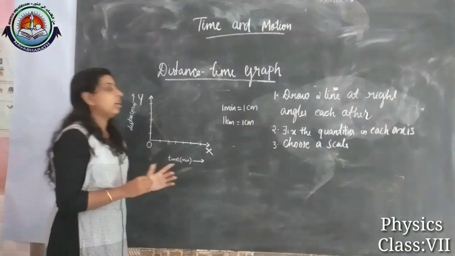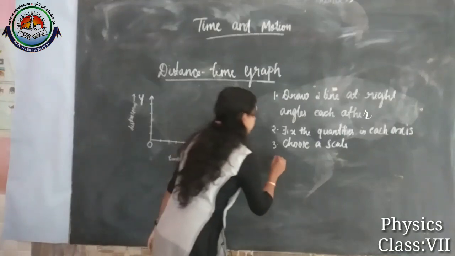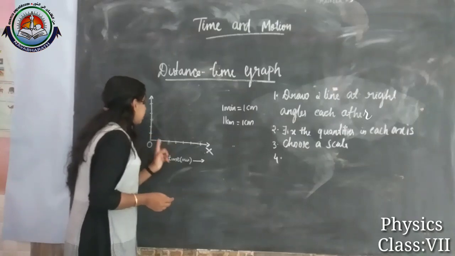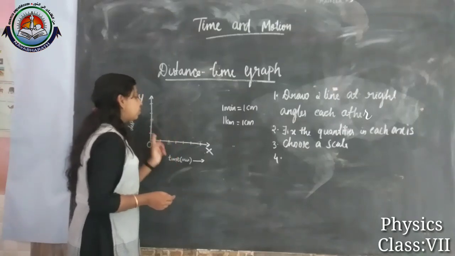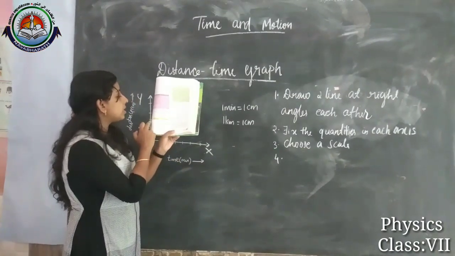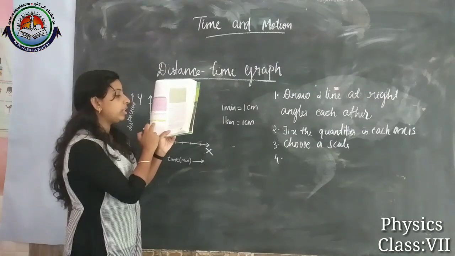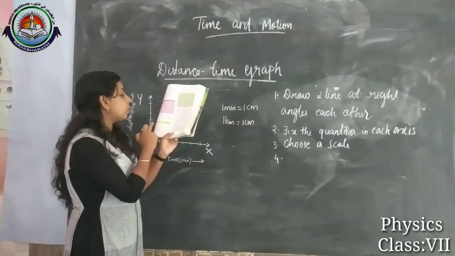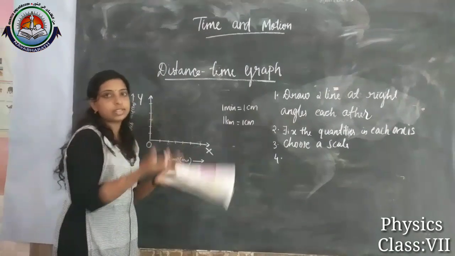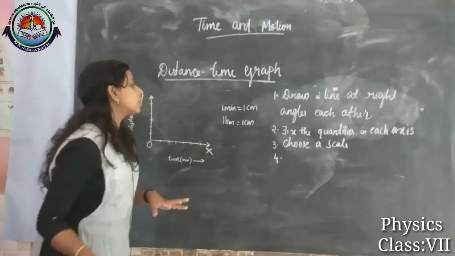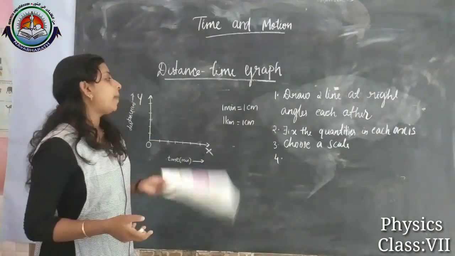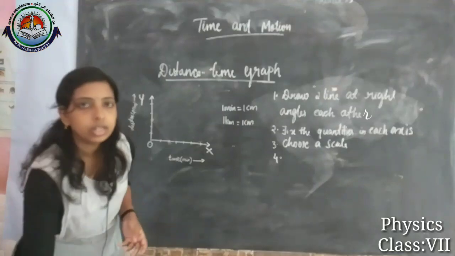Okay, then what? In the fourth step, what we need to do? We have to record the values according to this table. Here you can see first one, time in minutes, 0 minute, distance also it will be 0. Then time 1 minute, distance is 1 kilometer, like that. So here we can consider the same way. We have to choose a scale, and the fourth point, we have to mark the values of time and distance.